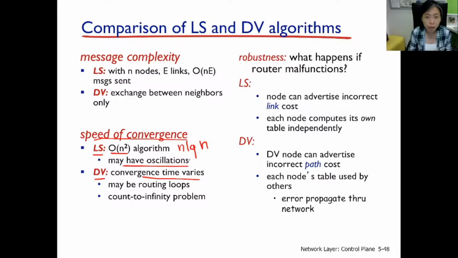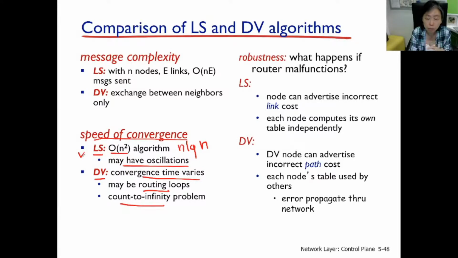Okay? What if we have bad news that we need to propagate through the network? Then we could run into the count to infinity problem. And during the phase of counting to infinity, packets will be looping from router to router. So in distance vector, yeah, the convergence time is a little bit hard to predict. It really depends on the situation. On the other hand, link state is very predictable. I would say in terms of predictability, link state wins over distance vector.